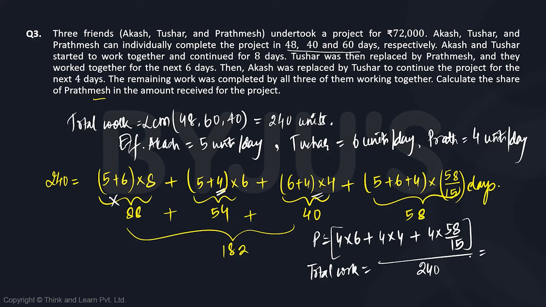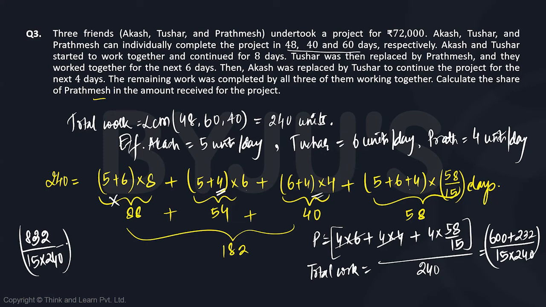So if we are going to calculate this, 58 is not divisible by 5 nor by 3. So this is going to be a little calculative. Let's calculate the numerator first. So this is going to be 24 plus 16, 40 into 15 will be 600, plus 4 into 58 is going to be 232, divided by 15 into 240. Let's write it over here, 832 divided by 15 into 240. So this is the share of work done by Prathamesh.